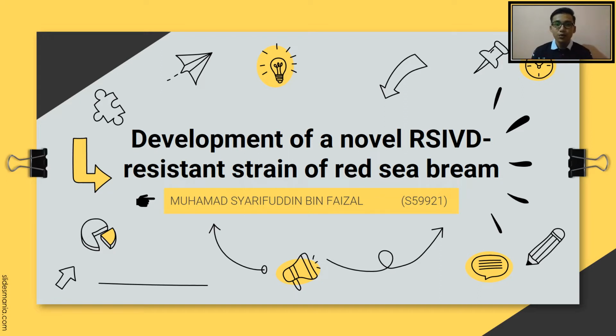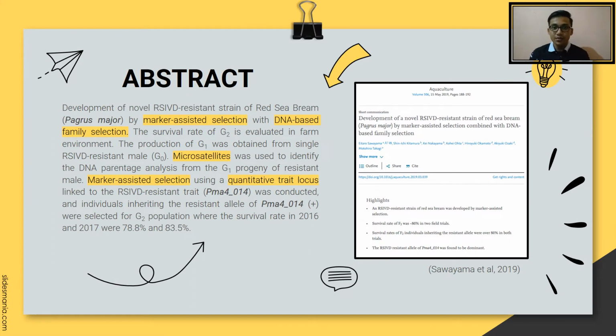My topic for today is the development of a novel RSIVD-resistant strain of Red Sea Bream. As for the abstract, as we can see in the slide, this is the major journal that I have used to refer to. This journal talks about the development of a novel RSIVD-resistant strain of Red Sea Bream by marker-assisted selection with DNA-based family selection.